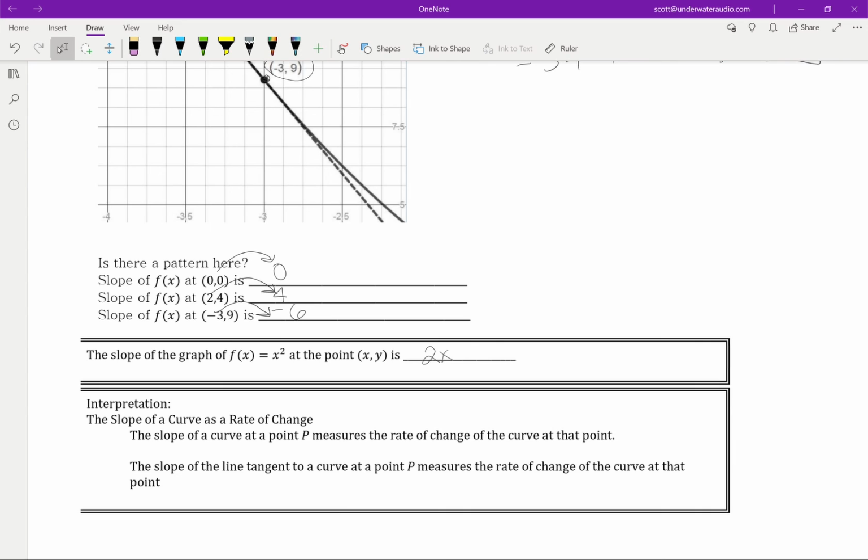So interpretation. The slope of a curve as a rate of change. The slope of a curve at a point P measures the rate of change of the curve at that point. It's an instantaneous rate. The slope of the line tangent to a curve at a point P measures the rate of change of the curve at that point.